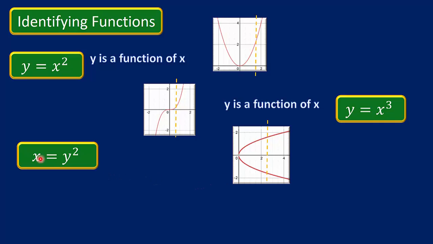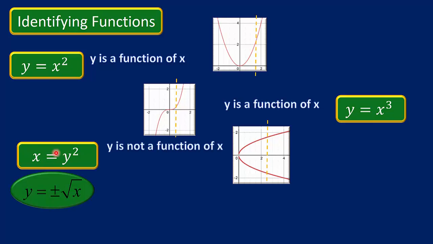Now, we're not accustomed to seeing things that look like this, x equals y squared. Normally, we're used to seeing y equals something in terms of x. In other words, I would solve this for y. And if I solve this for y, notice I would get y equals plus or minus the square root of x. Well, there you go, plus or minus. So if you put in a 4 for x, you get out a positive 2 and a negative 2. So y is not a function of x.